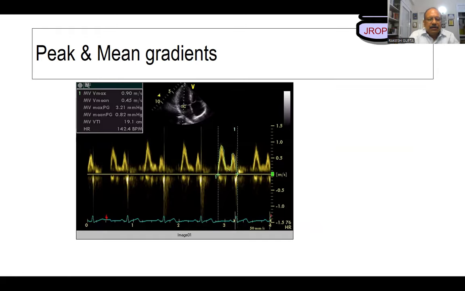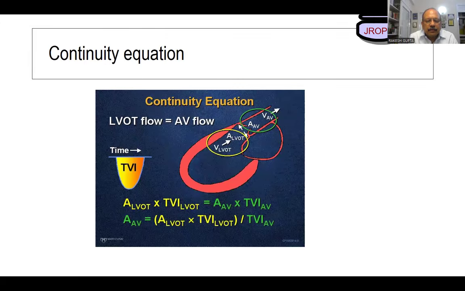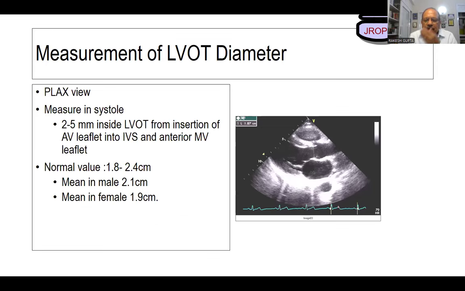Rajan Verma, go ahead. Sir, kindly repeat the LVOT VTI measurement. Okay. This is the parasternal long-axis view. This is the aorta. This is the LVOT. This is the RV on top. This is the LA. This is the descending aorta.